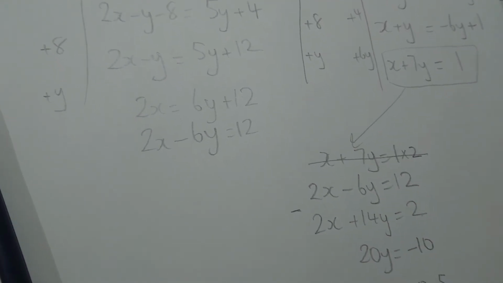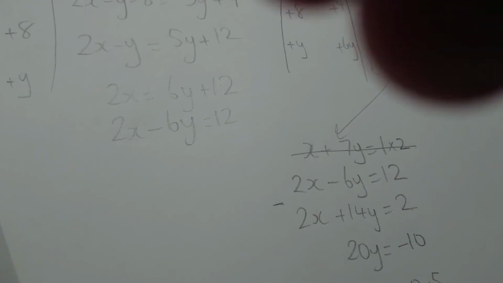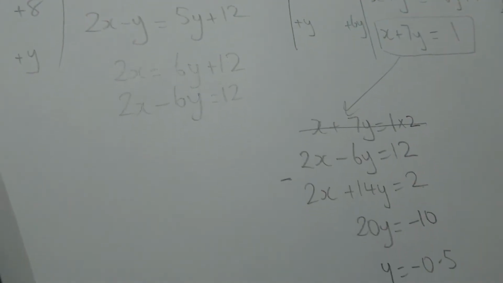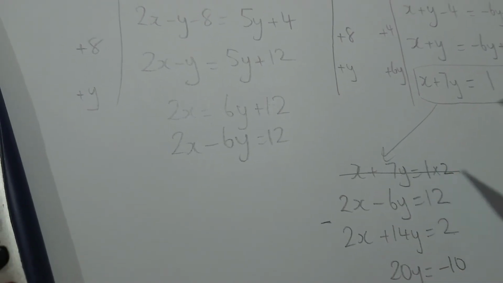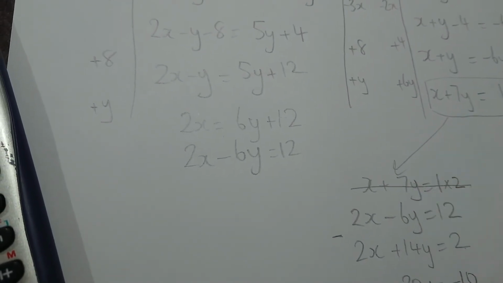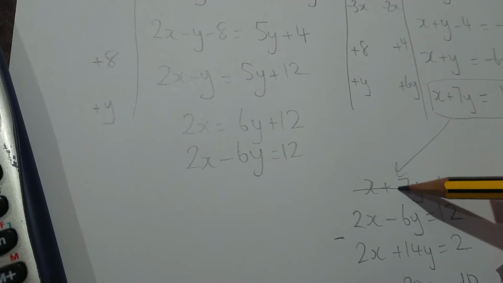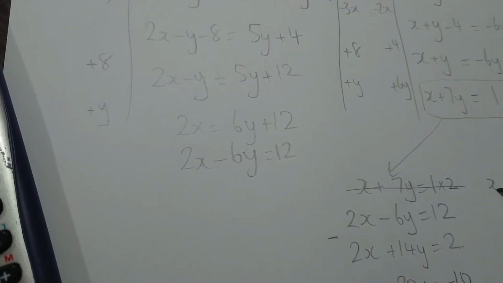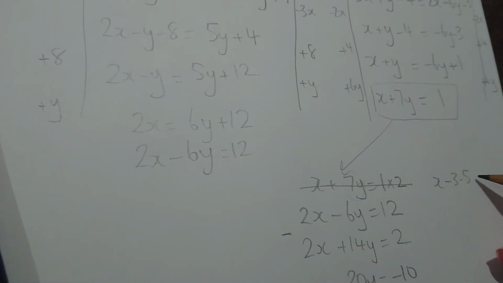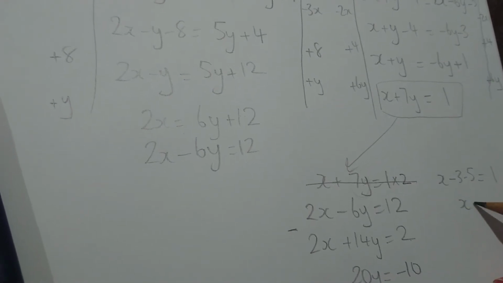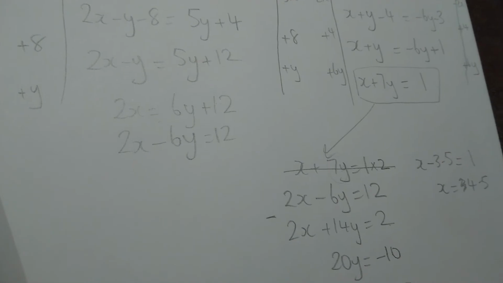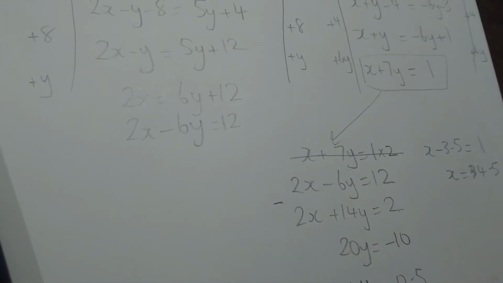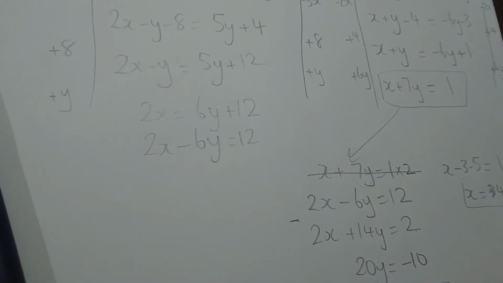And then I'm going to work out what y is now, sorry, what x is now. So I know that y is minus 0.5. So if I put that back into here, then I would get 7 times minus 0.5 is minus 3.5. So it'd be x minus 3.5 equals 1. So then add the 3.5, so you get 4.5. So I know now that y equals minus 0.5, I know x equals 4.5.